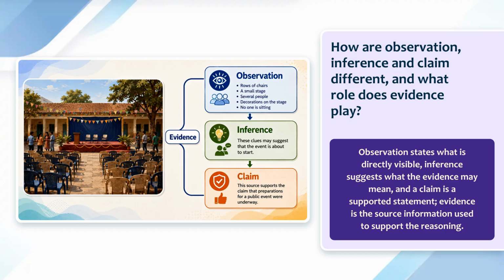The ladder shows how each step adds reasoning. Observation states what is directly visible, inference suggests what the evidence may mean, and a claim is a supported statement. Evidence is the source information used to support the reasoning. The chain should remain connected to what the source actually shows. Next, we will see how corroboration compares independent sources.